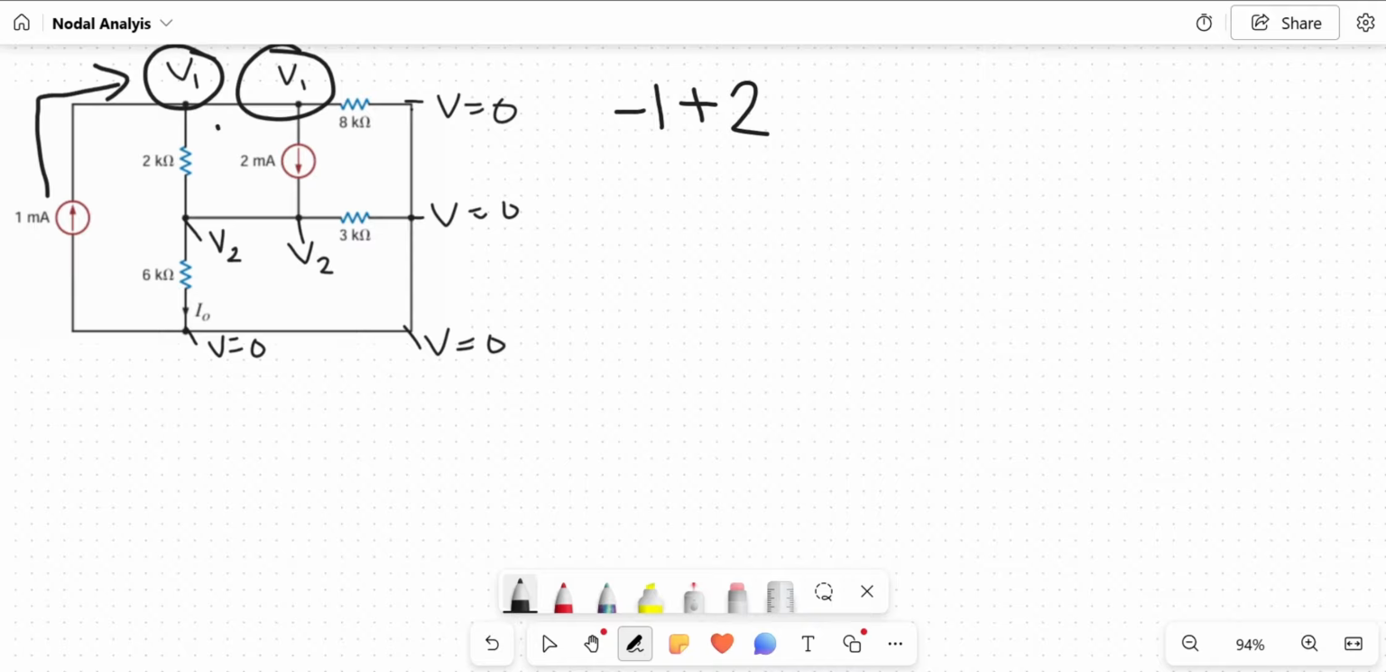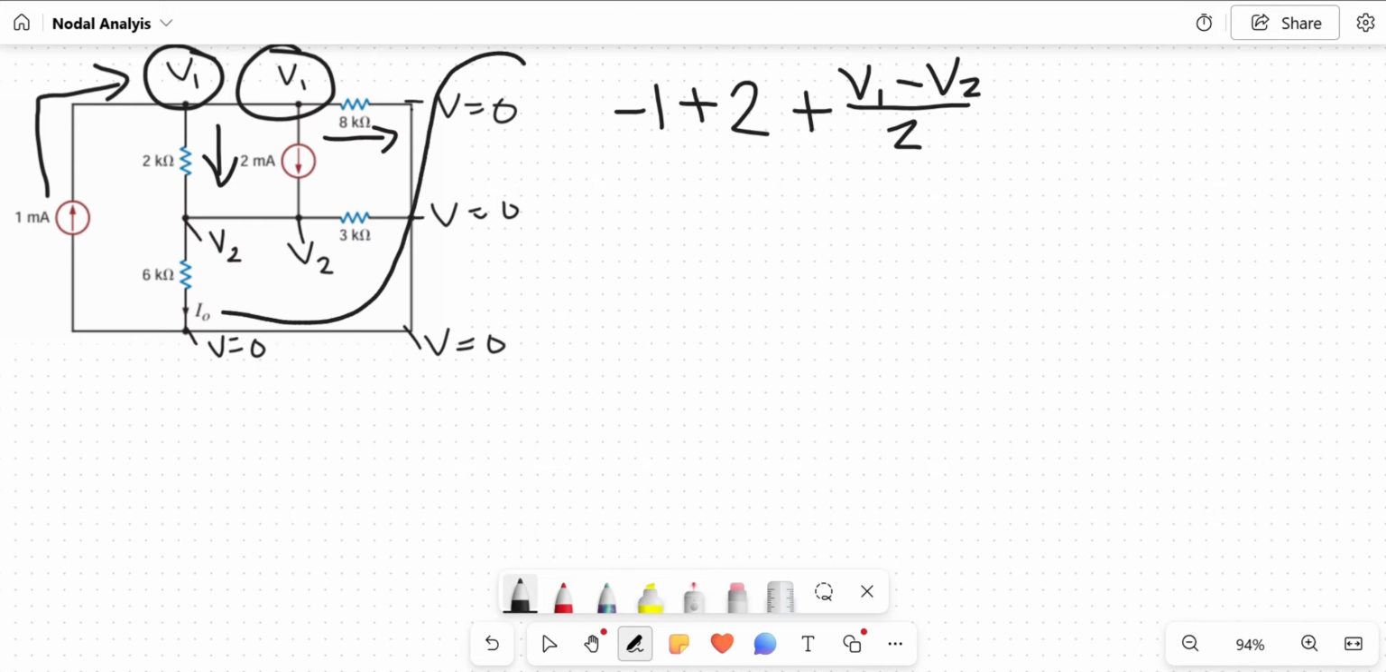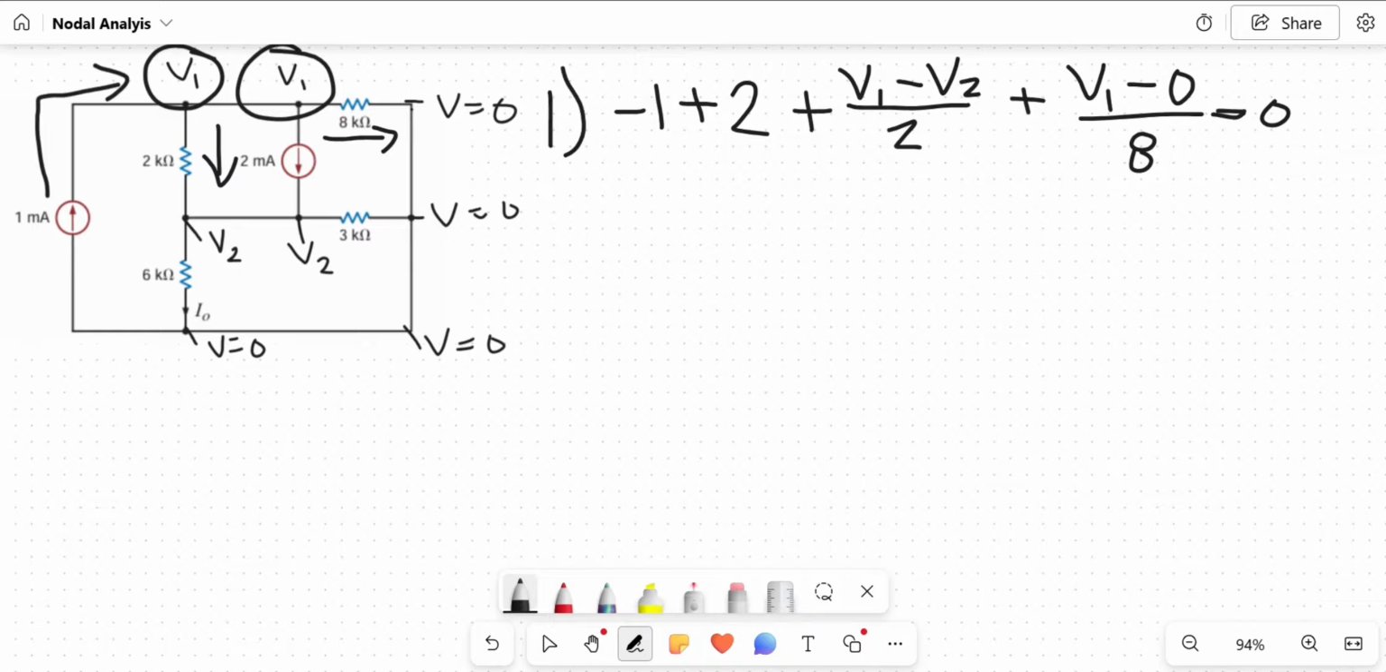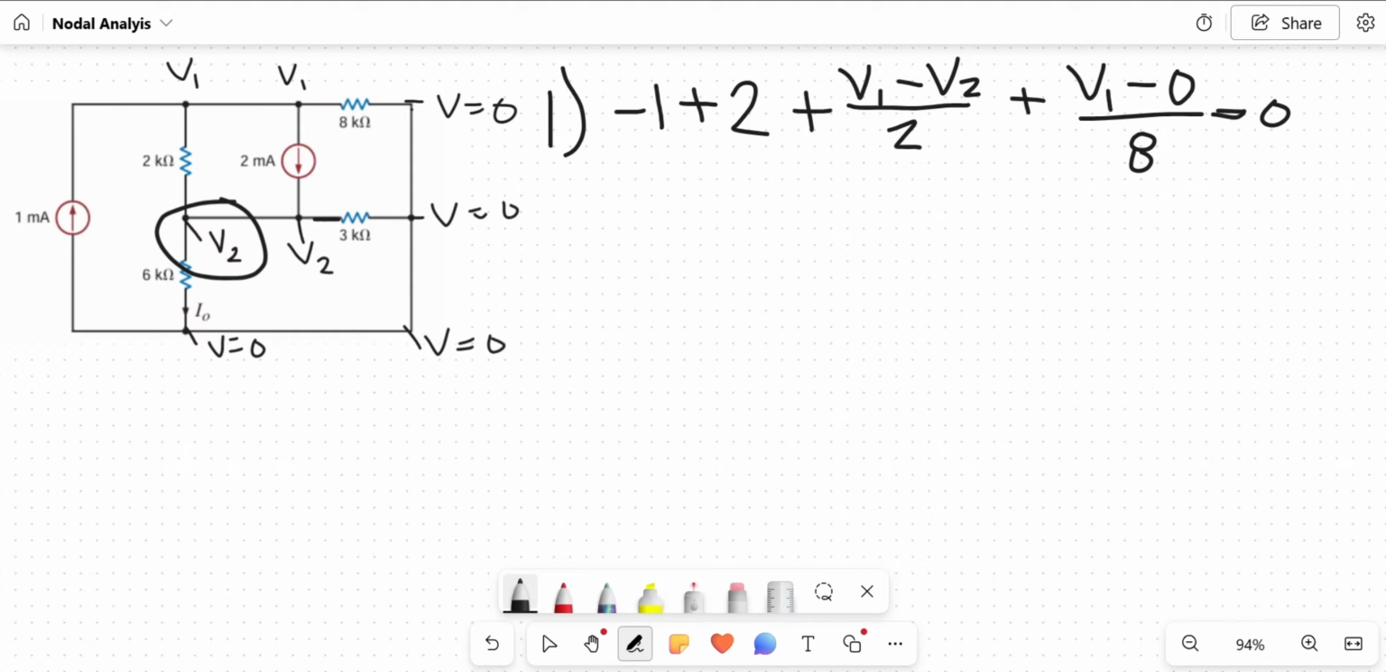And to find the current in this node, with respect to V1, because this is the V1 equation, we'll be saying that V1 minus V2 over 2 is our current. And finding this one, again, since this is all 0, we will get plus V1 minus 0 over 8 equals 0. That's our first equation.